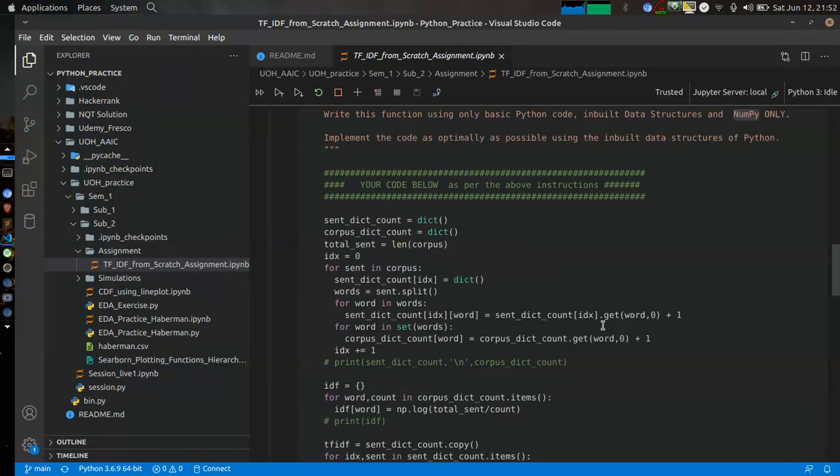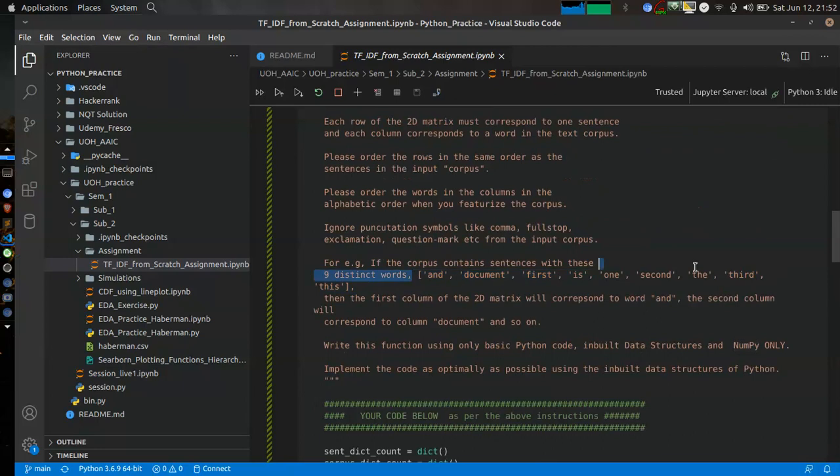It was the most confusing part. See, this is the most confusing part. Why have they given these nine distinct words? And what is the meaning of this sentence basically? Then the first column of the 2D matrix will correspond to word and the second column will correspond to the document, and so on.